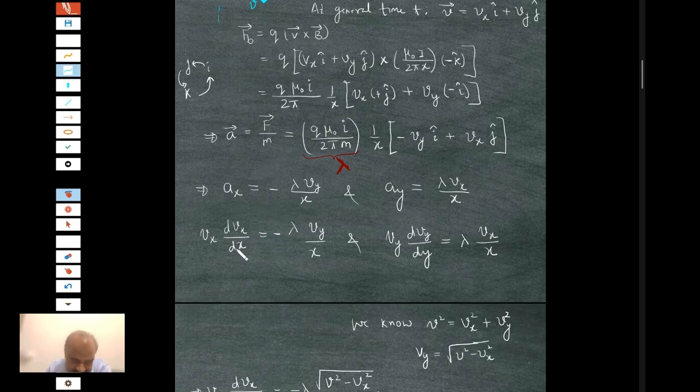As x is decreasing, Vx is decreasing, so this negative is a problem. So we have to introduce one more negative sign to make it positive. You have to make it positive. One more negative sign. I'm not writing everything here. So the point is, you have to make it positive. Only then you can perform this integration.